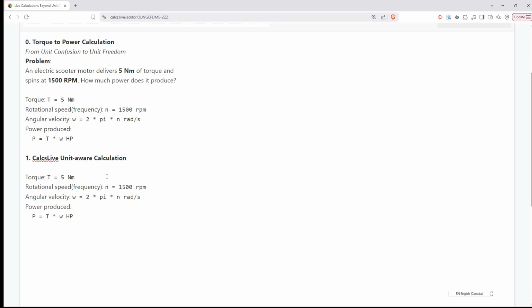But then you stumble across these weird numbers and formulas, magic numbers like 9550, or I've seen 5252. Exactly. Where do they even come from? And how do you know which one to use? It gets confusing fast. It really does. And that confusion right there, connecting torque, speed, and power, especially with all the different units flying around, that's exactly what we're diving into.